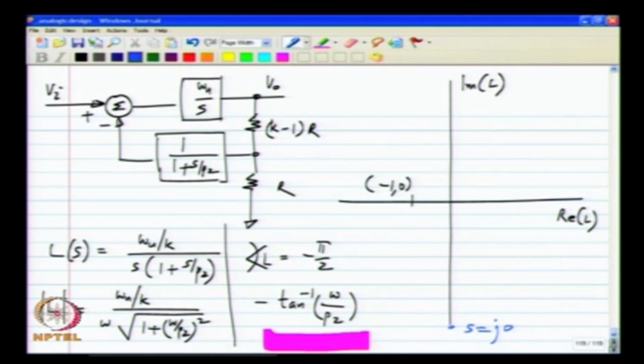So, it will do something of this sort, we do not have to worry about the details, but it will do something like that, where this corresponds to s equals j infinity, and as we have said repeatedly, plus minus j infinity, and the rest of the curve is a mirror image of that one, and this point and that point are the same.